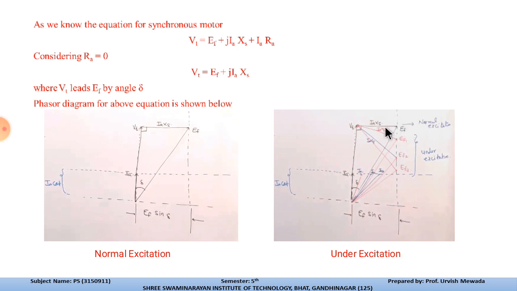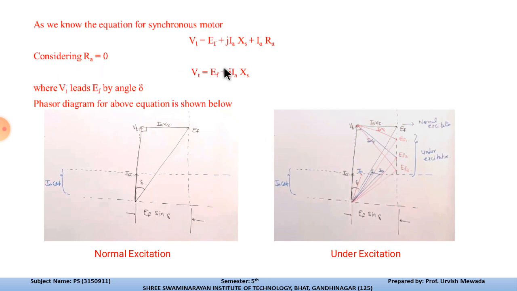So this is the point at which the synchronous machine will perform; this point is called the normal excitation. Below this, we get the phasor diagrams Ef1, Ef2, Ef3. These are the under excitation modes, and we get them with the help of different excitation currents of the synchronous machine rotor.